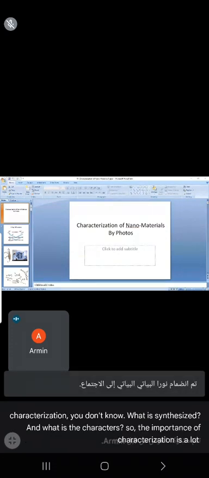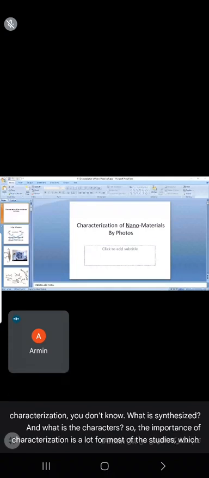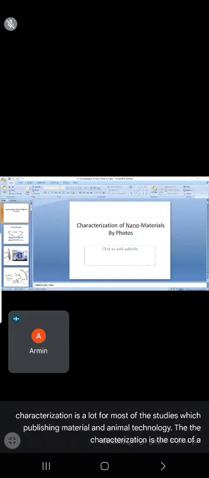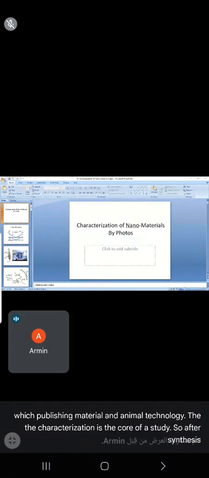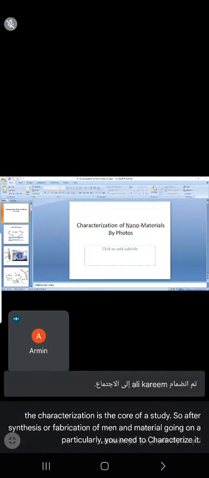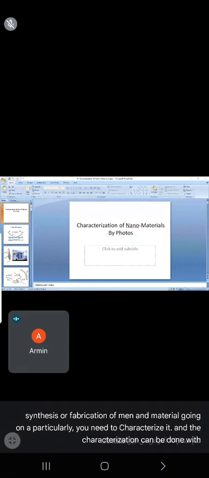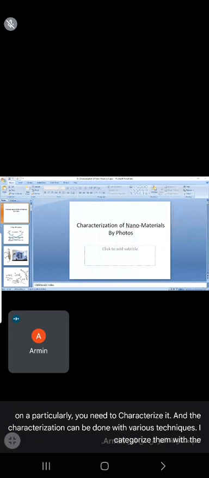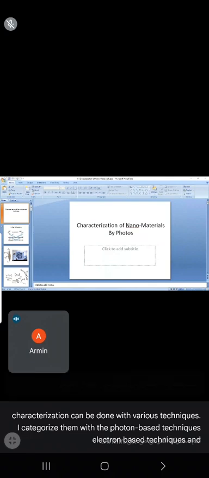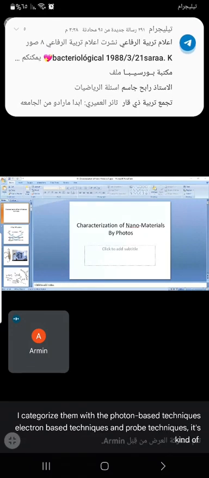For most studies published in materials and nanotechnology, the characterization is the core of the study. So after synthesis or fabrication of nanomaterial or nanoparticles, you need to characterize it. The characterization can be done with various techniques. I categorize them as photon based techniques, electron based techniques, and probe techniques, scanning probe techniques.